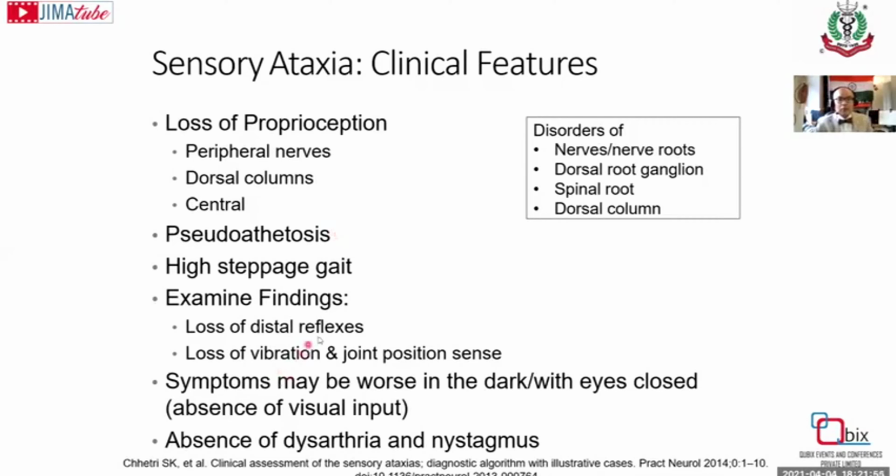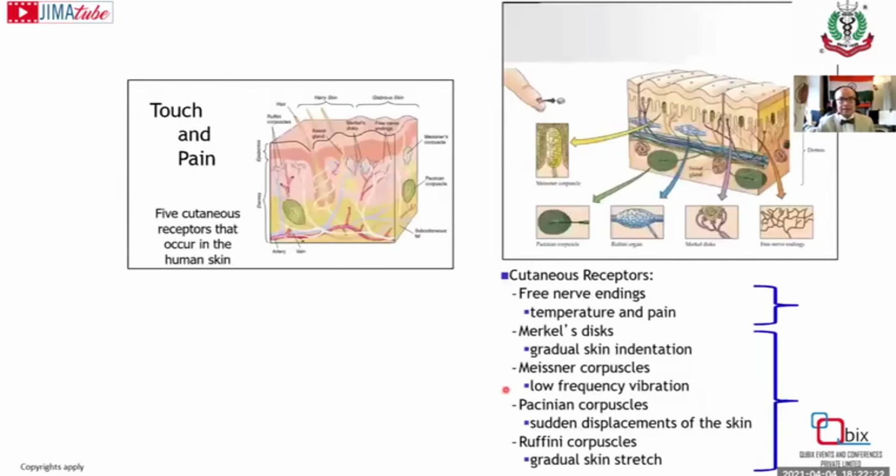On examination, we are well aware that if you have a peripheral neuropathy, a ganglionopathy, or a posterior column disorder, the distal reflexes are all lost. There is vibration sense and joint position sense loss. There's a tremendous amount of visual input that controls everything. When that's lost, the patient falls. But there is no dysarthria, difficulty in speaking, or nystagmus, because these have to do with other systems which are not affected in sensory ataxia.